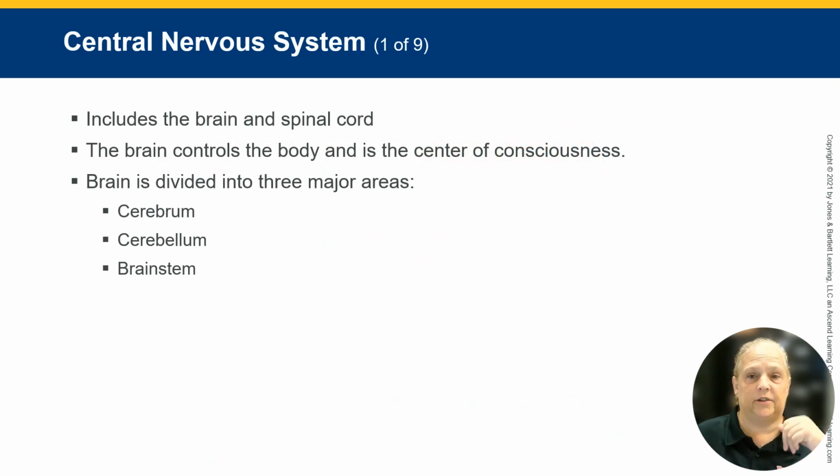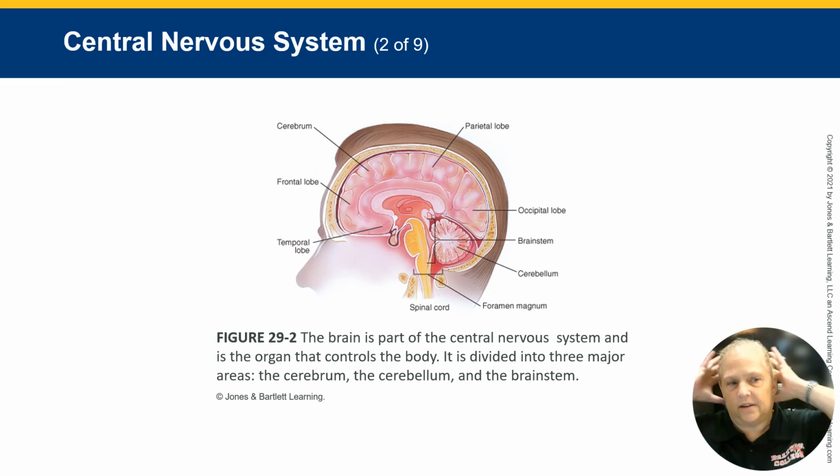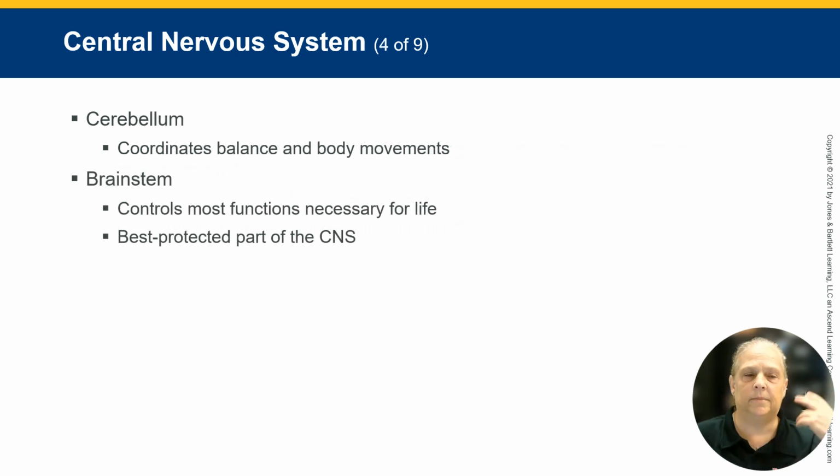Your brain has 3 major areas. We got our cerebrum, our cerebellum, and our brainstem. The brainstem is in the center. It controls all of our basic functions necessary for survival. We've got our cerebrum. That is that great big gray matter. It's about 75% of the brain's volume. We have 2 hemispheres, your right hemisphere and your left hemisphere. Your cerebellum is going to coordinate your muscle movements, your body movements, your balance.